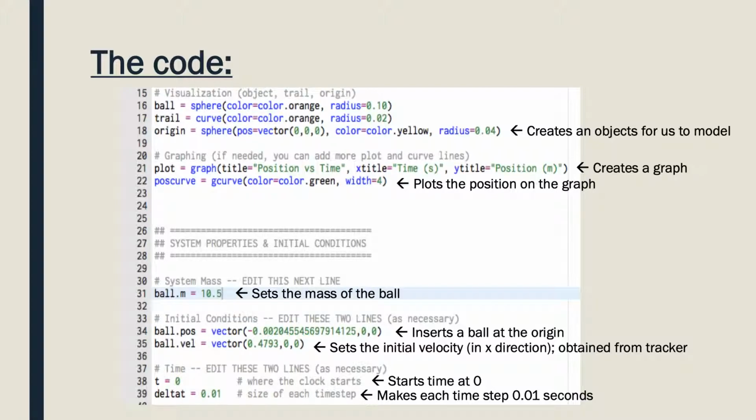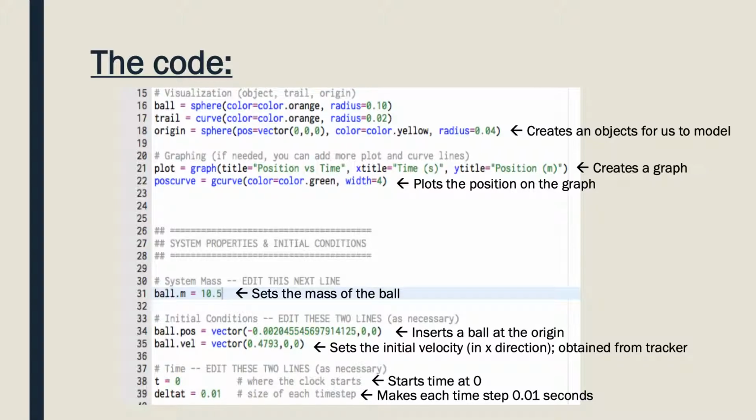First, I created the object to analyze and created a graph to analyze it on. I set the mass of the ball equal to 10.5 because this is the mass of the ball and the hamster combined. The initial position and velocity in lines 34 and 35 are derived from the Tracker code. They're in the x position because the ball is moving on the x-axis. If I were to say that the ball was moving along the y-axis, I would put the number in the y component.